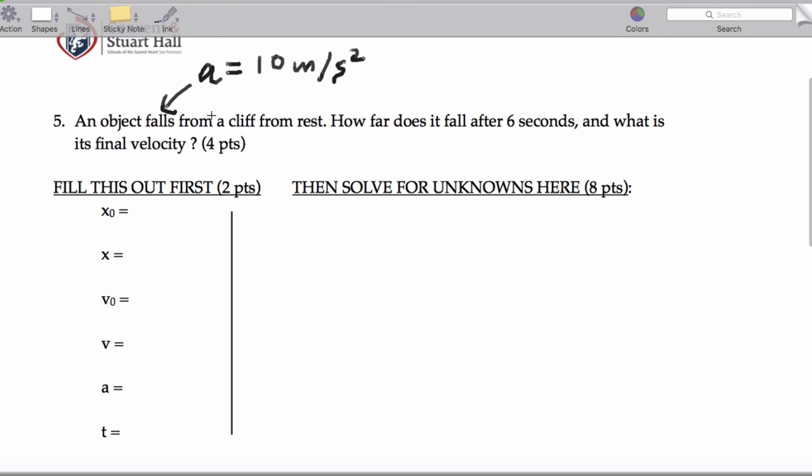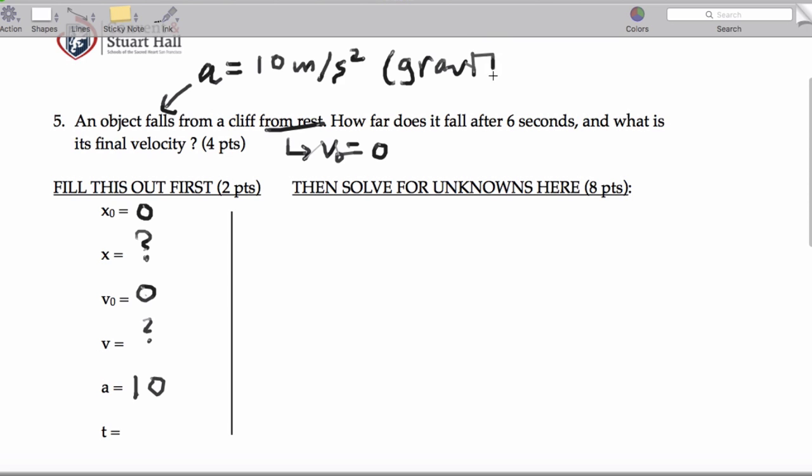So we have an initial position of 0. We don't know what the final position is. We know that it falls from rest, so that implies that the initial velocity is in fact 0. We don't know the final velocity. Because it's falling, acceleration is due to gravity, so it's 9.81, but we're going to round that to 10 in worked out problems. And then we know the time is 6 seconds. So let's go ahead and actually solve.